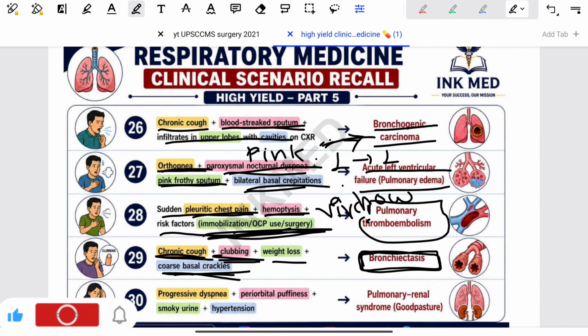Trick: bronchiectasis means permanently damaged bronchi. Damaged bronchi repeatedly get infected. Repeated infection causes clubbing. Example: clubbing is common in bronchiectasis but uncommon in uncomplicated asthma.